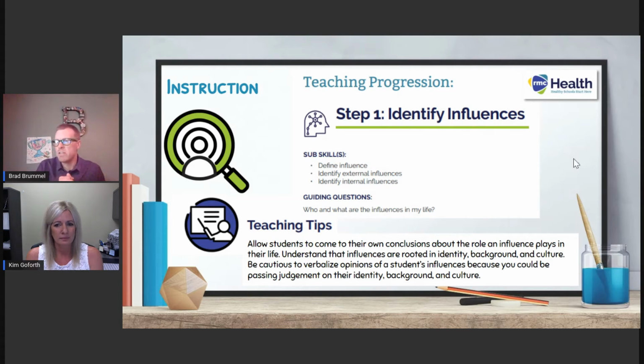Another thing that you'll see on these teaching tips is that we want to be really careful to not push our own opinion on our understanding of an influence, because that may depend on a student's identity, background, culture. So you want to be really careful not to push your own opinion in these situations of identifying an influence, especially whether it's internal, external, or whether it's healthy or unhealthy. Allow the students to come to their own conclusion.